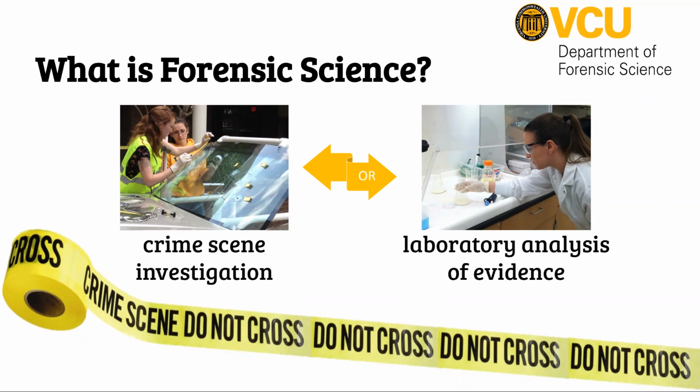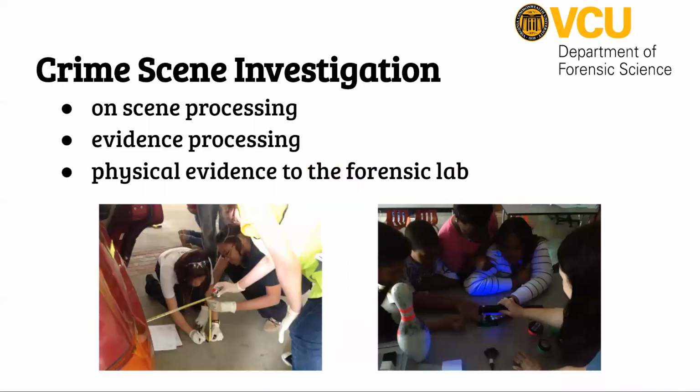Well, we begin by going to a crime scene, collecting evidence, and then submitting that evidence to a forensic laboratory for scientific testing. After that, we'll write a written report to summarize our findings, and then those findings will be presented in the court of law. So today I'm going to talk to you about these two main aspects of forensic science, the first being crime scene investigation, and the second being the laboratory analysis of evidence.